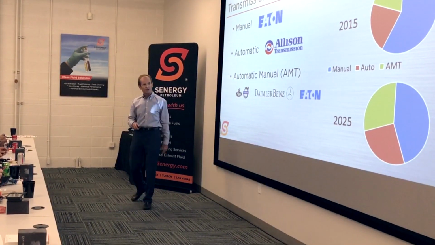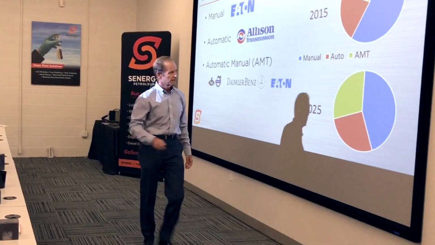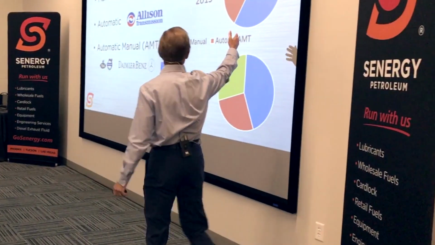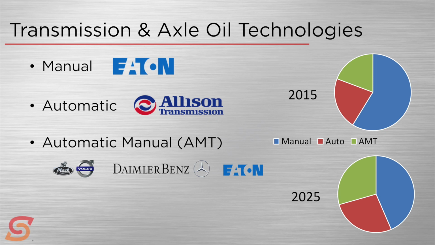This little chart over here gives us some idea of what the market projections are. This was a study done recently of this is North America, the breakdown of what's out there in terms of manual, auto, and AMTs. And by 2025, you can see the manuals are shrinking quite a bit, growth in the AMT market, and growth in automatic transmissions.